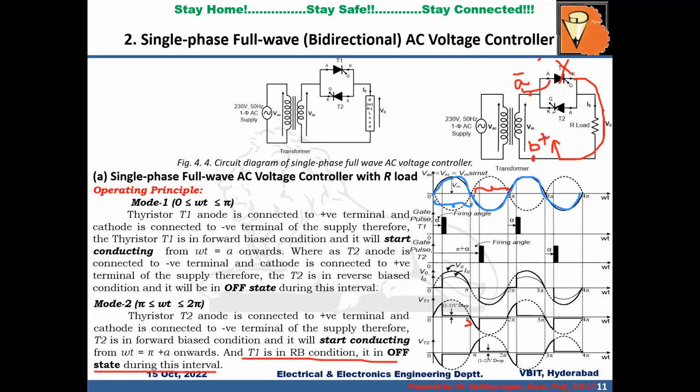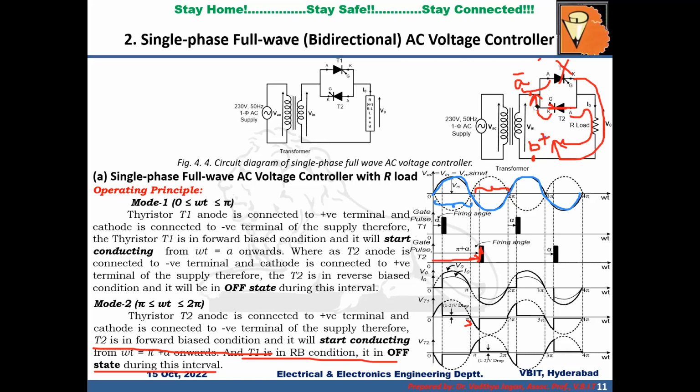Whereas if I see T2, the cathode is connected to A negative and the anode is connected to B positive, which means T2 is in forward biased condition. And if I apply the triggering pulse at the gate terminal, it will go to conduction state at omega t equal to pi plus alpha. So this is alpha, but with respect to the reference point, it will be pi plus alpha. So if I apply the triggering pulse to T2 at pi plus alpha, from that point onwards, T2 will conduct and it will carry the current.